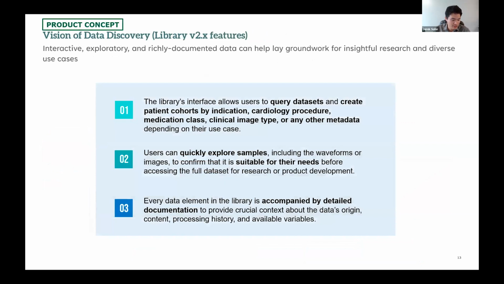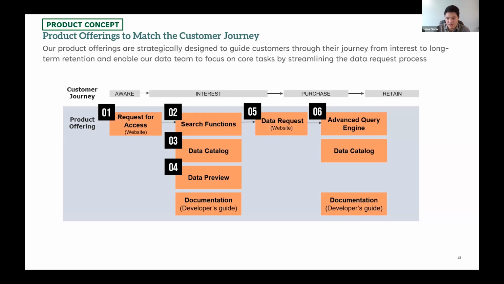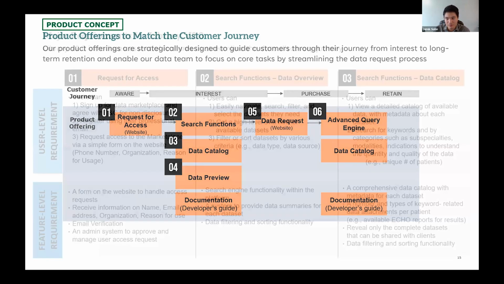So the vision of the data discovery service is that interactive, explorative, and richly documented data can help lay the groundwork for insightful research and diverse use cases. Secondly, users can quickly explore samples and confirm that they are suitable for their needs. And finally, this data element is accompanied by detailed documentation. They're strategically designed to guide customers through their journey from interest to long-term retention and enable our data team to focus on core tasks. There are six feature aspects that I want to focus on.